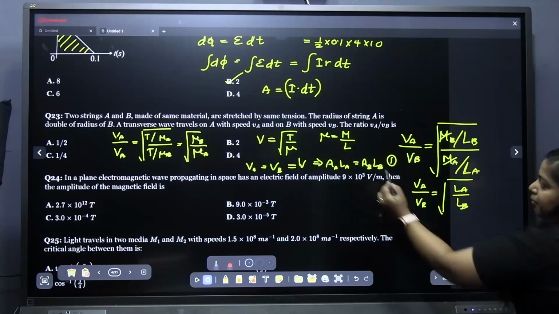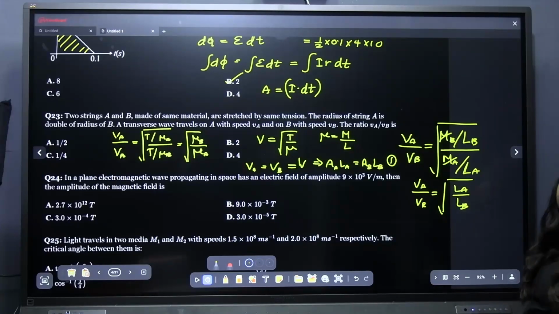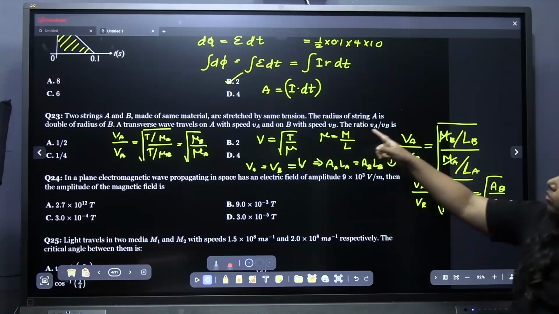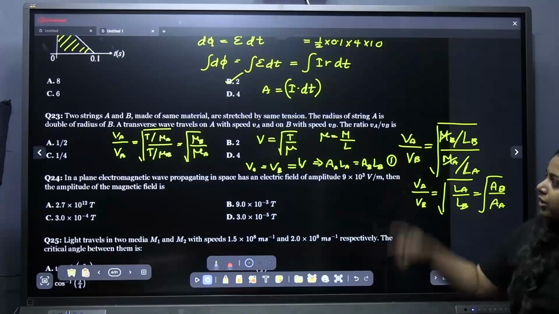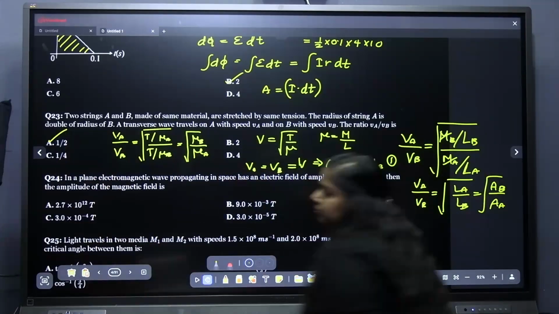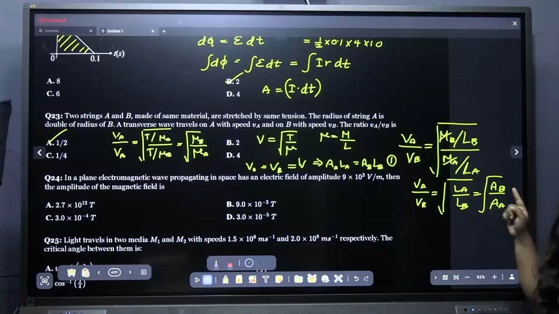LA by LB will be equal to area of B by area of A. So under root of area of B by area of A. Now what they have given, radius is given. So what is the ratio of radius? That will be same as ratio of speed, that will be 1 by 2. Area equal to pi r square, pi cancel, so square root we have to take. So rB by rA will be our ratio.